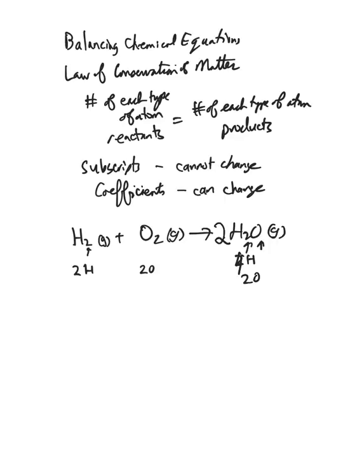I've now got 4 hydrogens on the right. I need to bump up the number of hydrogens on the left side, the reactant side. So I can't change the subscripts. I can change the coefficient. So I'll put a 2 in front of the H2. So now I got 4 hydrogens and 2 oxygens, 4 hydrogens, 2 oxygens. That's a balanced chemical equation.